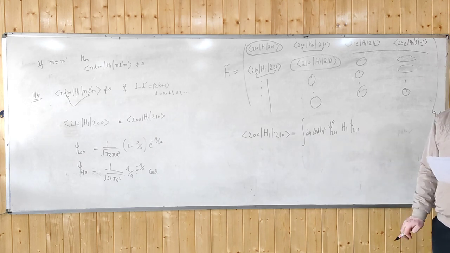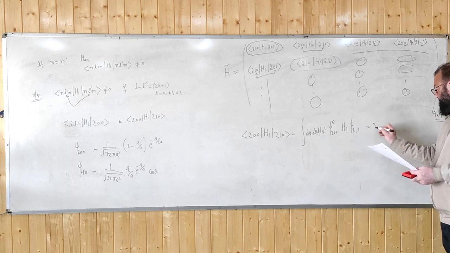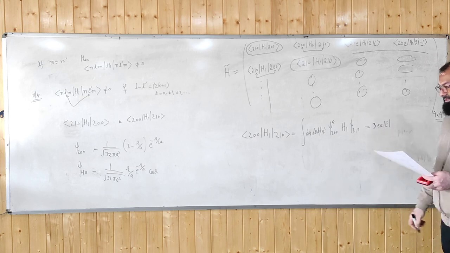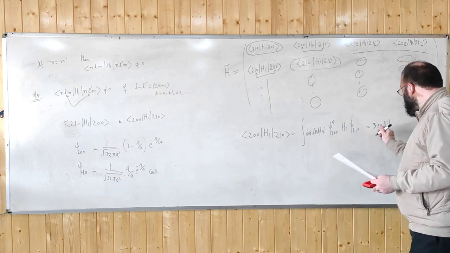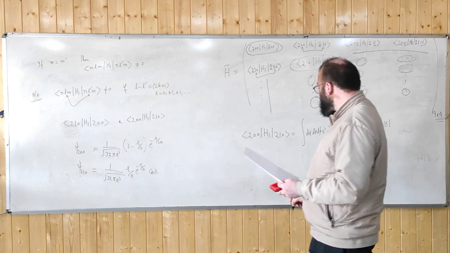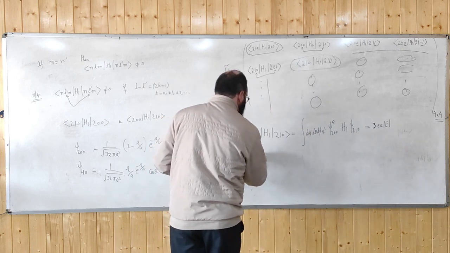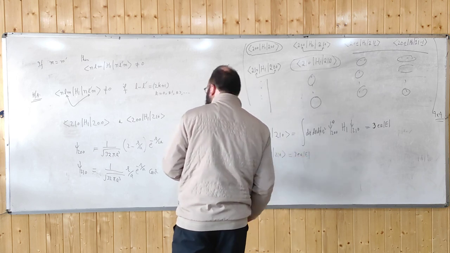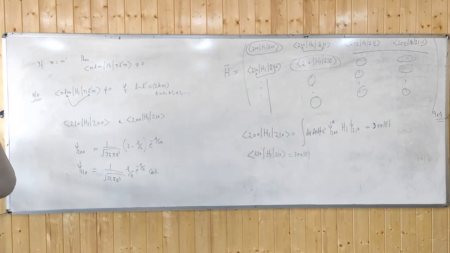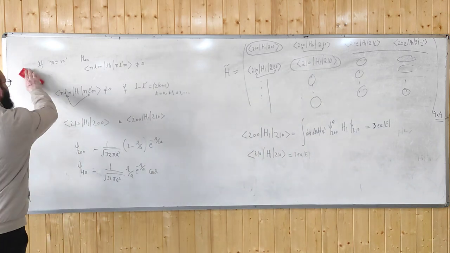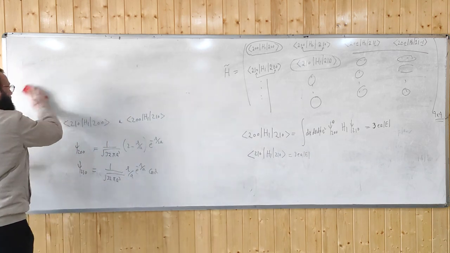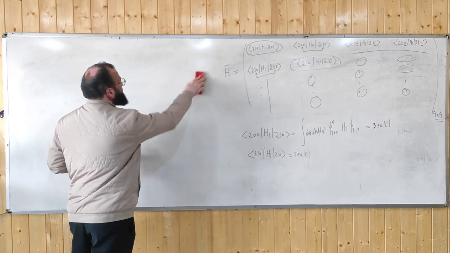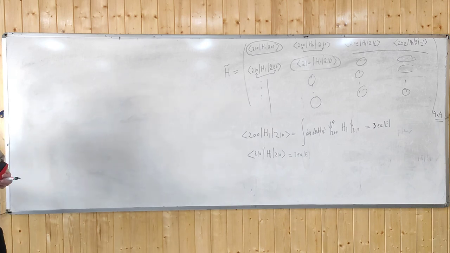Clear? Yes, sir. Got it? So you will get a factor 3eEa. Similarly, you will get the other factor as well, ⟨2,1,0|H1|2,0,0⟩, so that's equal to 3eEa. Okay. Any question?